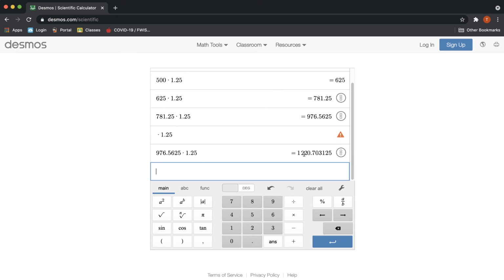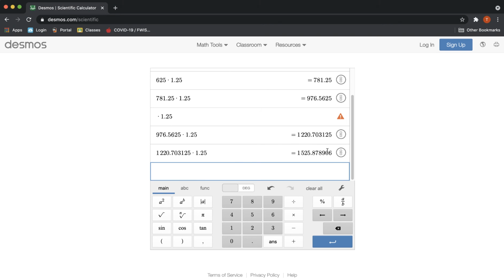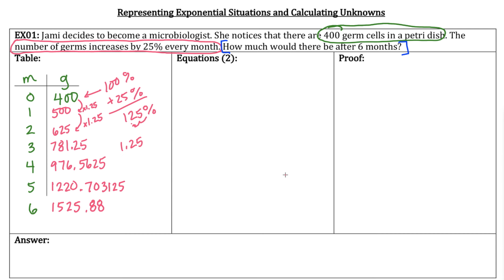And then we'll take that times 1.25, and I'm just going to estimate 1525.88. Just make sure that when you do this, you only estimate on the last one, because if you estimate here, you'll get the wrong answer. If you put 781 here, then this will be more off, then this will be more off, then this will be more off. So round on the last one.